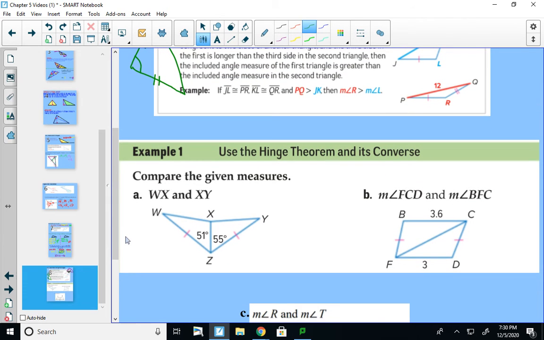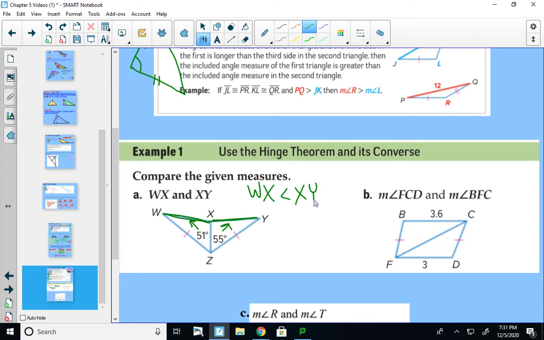So we want to compare WX and XY in this picture. WX is across from a 51-degree angle. XY is across from a 55-degree angle. So according to the hinge theorem, the segment that is across from the bigger angle is going to be the bigger segment. So WX would be less than XY.